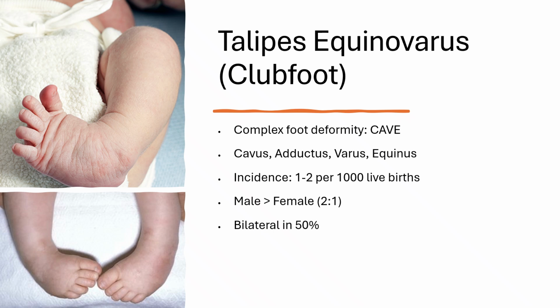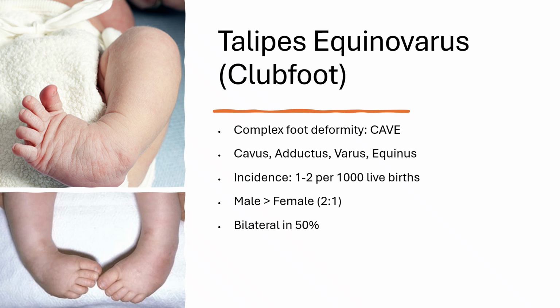Talipes equinovarus, commonly known as clubfoot, represents a complex three-dimensional foot deformity that you can systematically understand using the acronym CAVE. Each component describes a specific aspect of the abnormal positioning. Cavus creates an abnormally high arch, adductus turns the forefoot inward, varus tilts the heel inward, and equinus points the foot downward like a horse's hoof. These four components work together to create the characteristic appearance of a foot that's positioned down and in compared to normal anatomy.